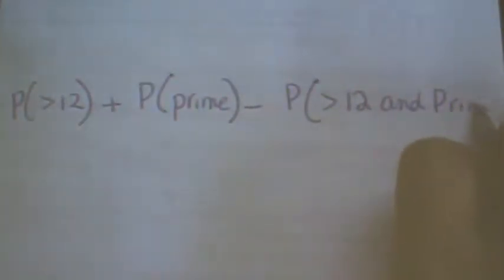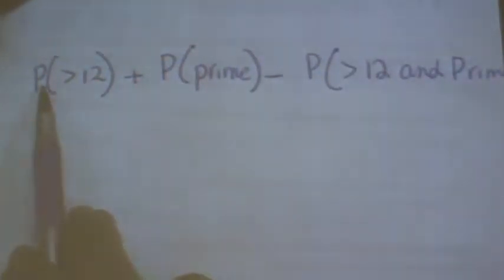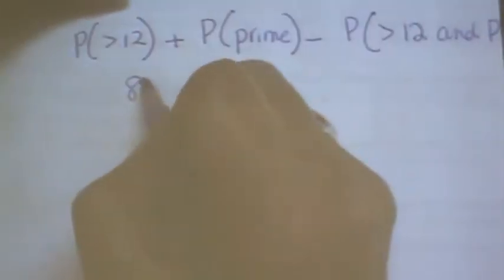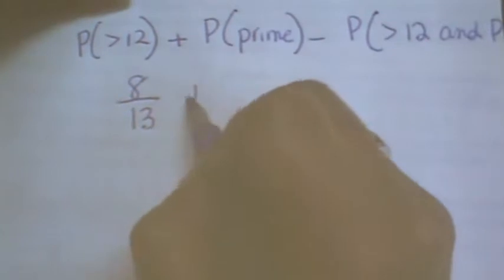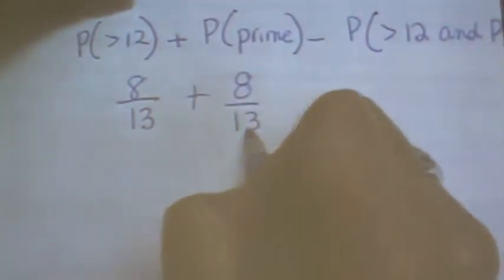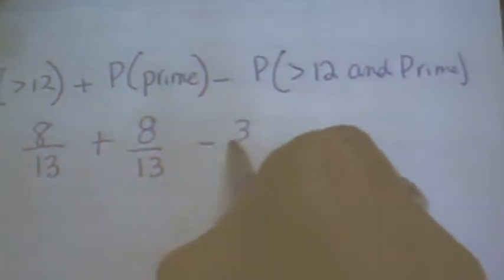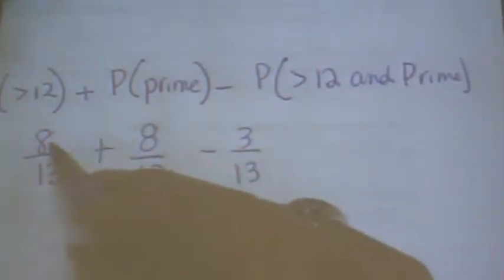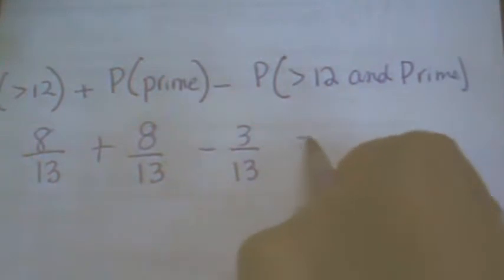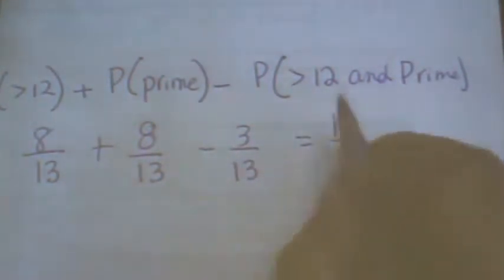Now watch this. Let's see if we can get it. How many are greater than 12? 8/13. How many are prime? 8/13. And how many are greater than 12 and prime? 3/13. What is 8 and 8? 16. What's 16 minus 3? 13. So guess what? That's how we got that mathematically.